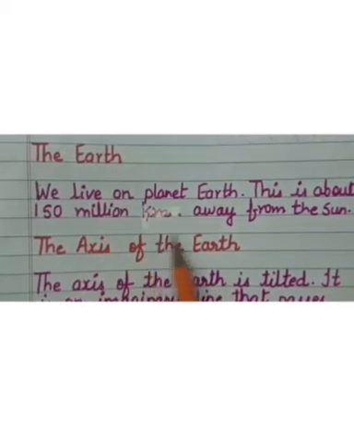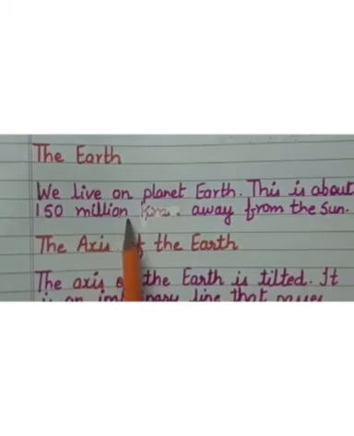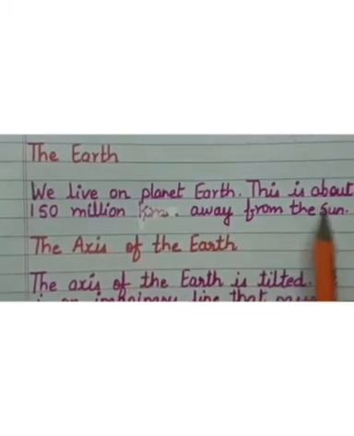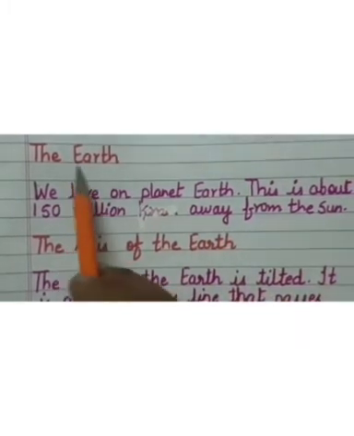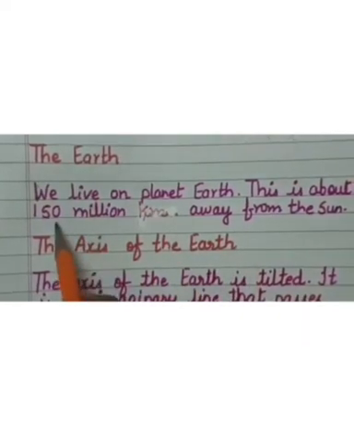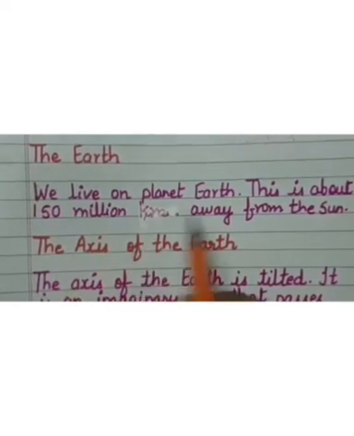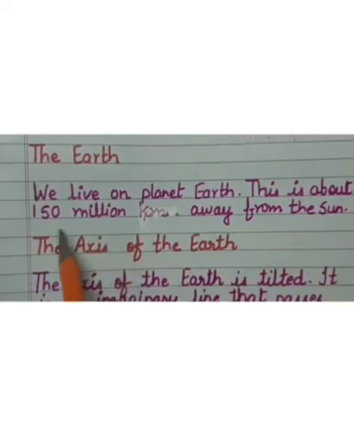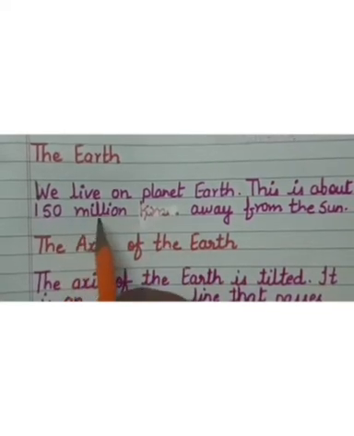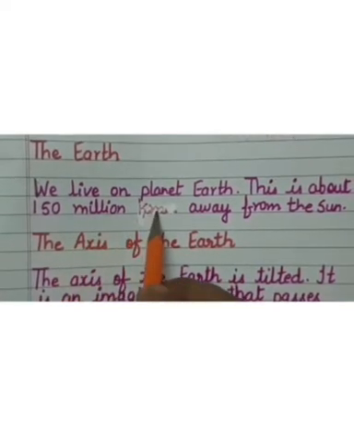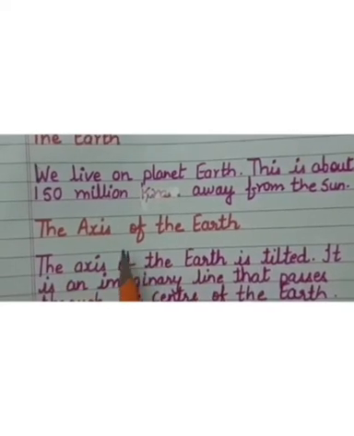Now this is about 150 million kilometer away from the sun. Which planet? Earth. Our earth is 150 million kilometer away from the sun. Its distance is 150 million kilometer.